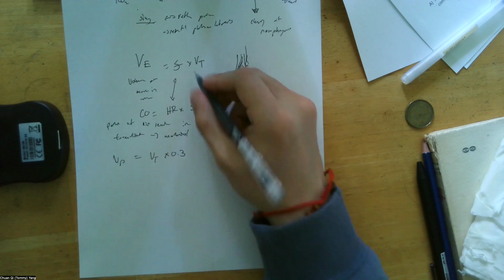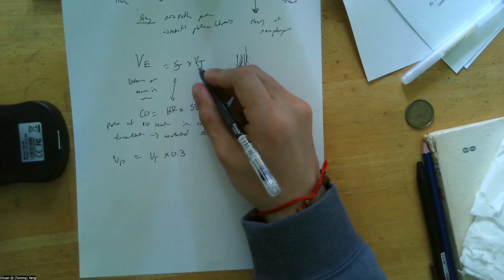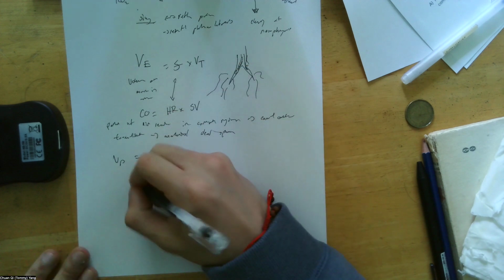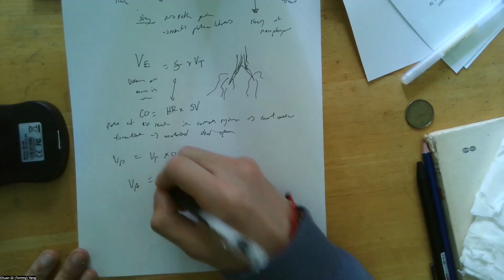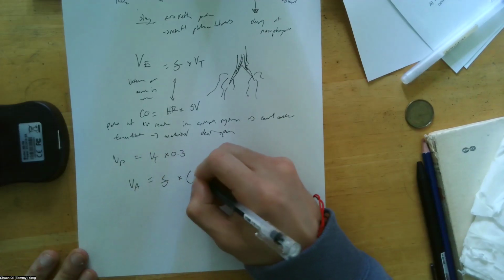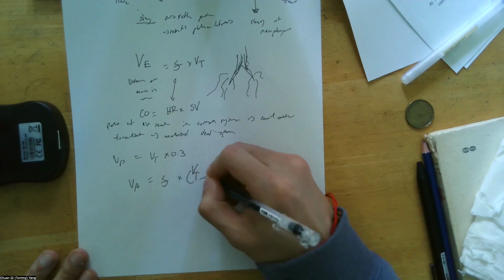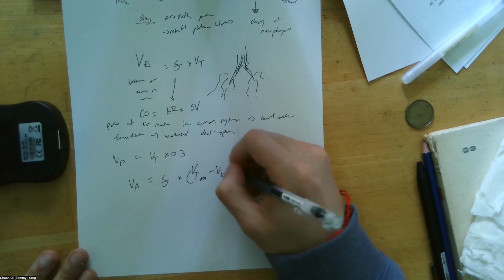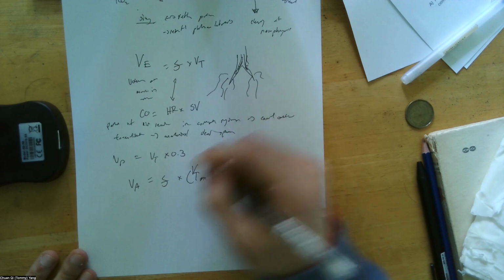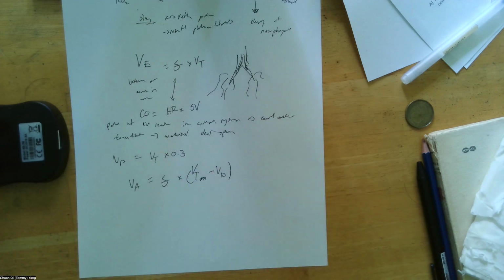And this makes it such that our equation for the alveolar ventilation is going to be equal to F times, oh sorry, the tidal volume minus the dead space. And you're likely going to have some calculations based off of this.